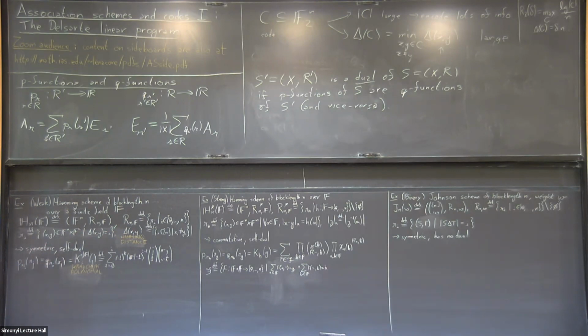The example that we'll mostly be concerned about are the Hamming schemes. I'll tell you two Hamming schemes. We'll mostly be focused on the binary case, in which case both of the examples are the same example. But let's start with the weak Hamming scheme. We take some finite field F, and we're going to look at F to the n, so words over F of length n.